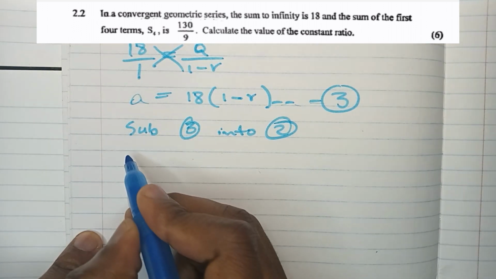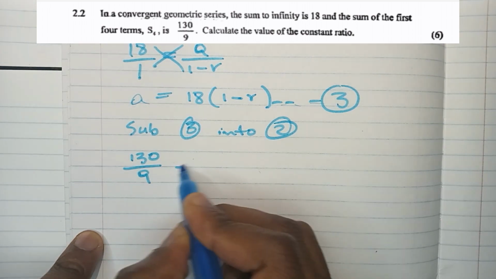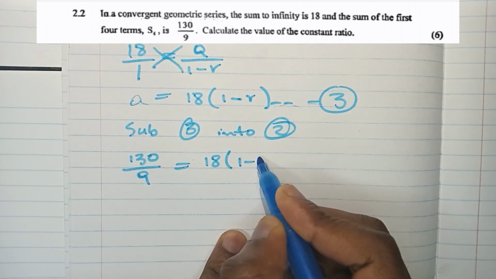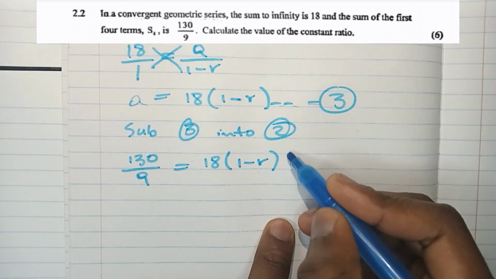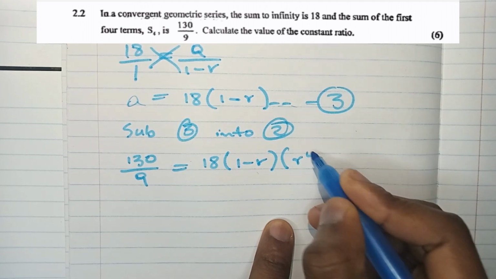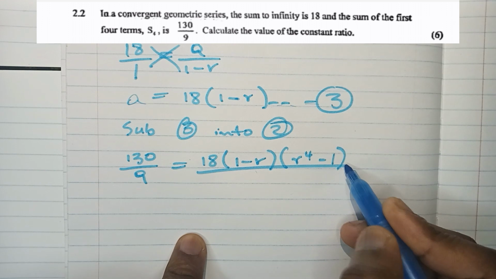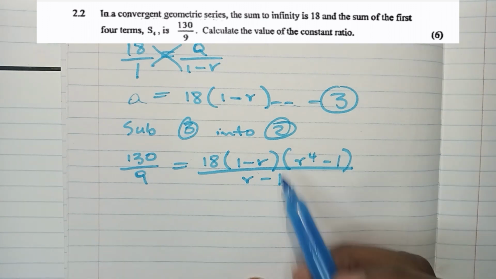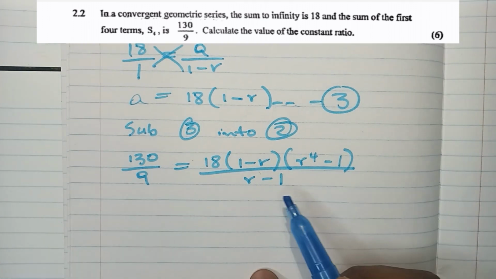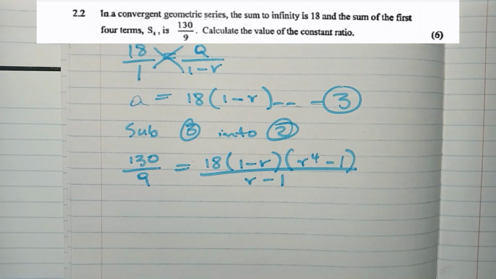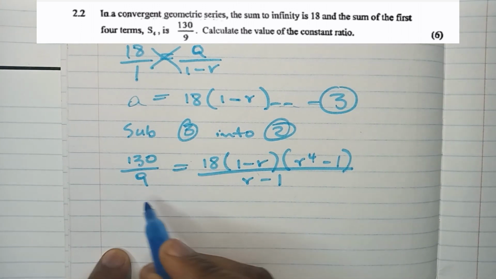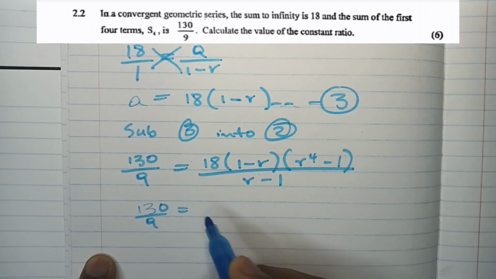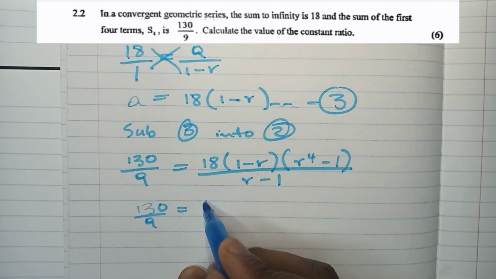So we know that 130 over 9 is equal to a, which is 18 times 1 minus r, open bracket, r to the power 4 minus 1, all over r minus 1. So we have to make one of the brackets the same as this one, so we can cancel. So we will say that 130 over 9 will be equal to 18.